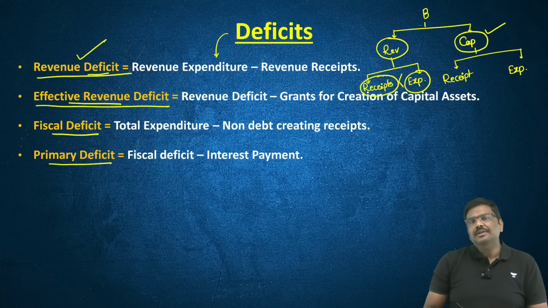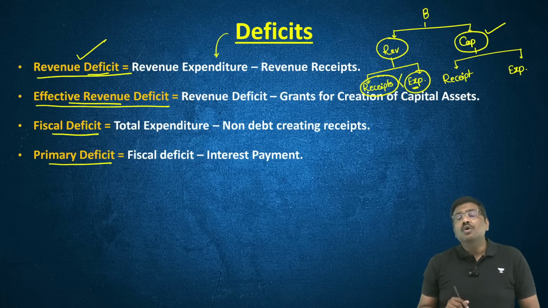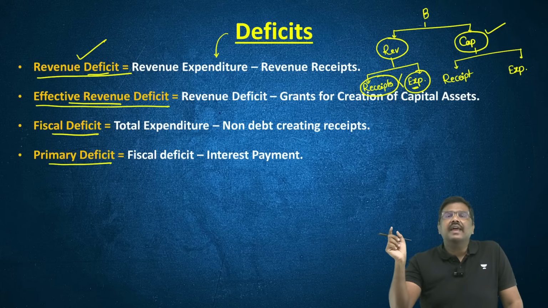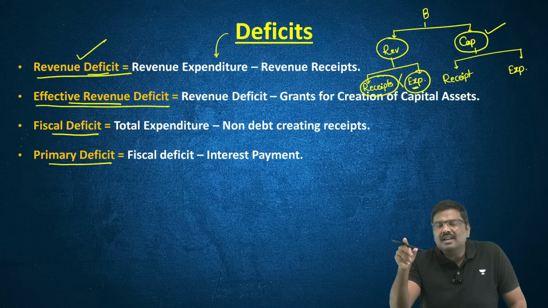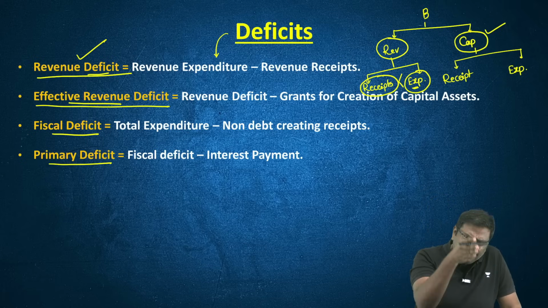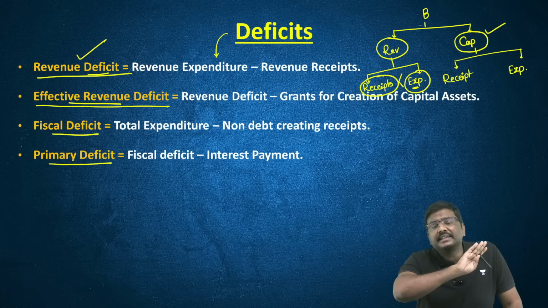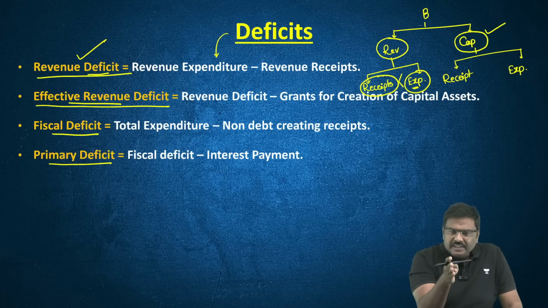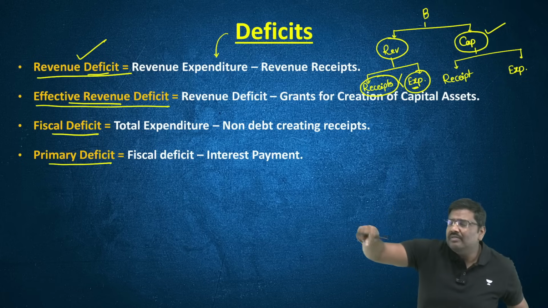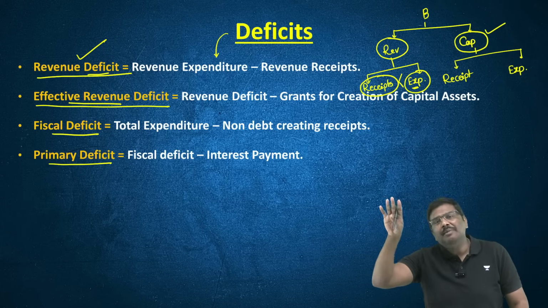Effective revenue deficit. Under the revenue expenditure, there is one component called as grant for creation of capital asset, GCCA. The grant for creation of capital asset is essentially an expenditure on creation of asset, but not by the center directly. Center will simply give this grant, that is money is transferred to somebody else, they will develop the infrastructure. That is called as a grant for creation of capital asset.